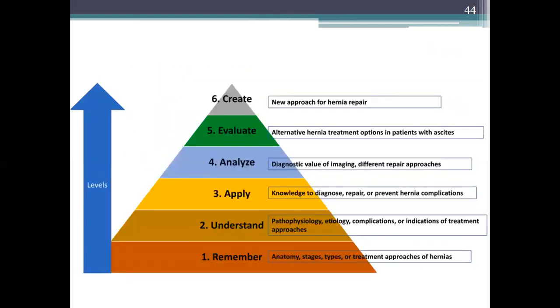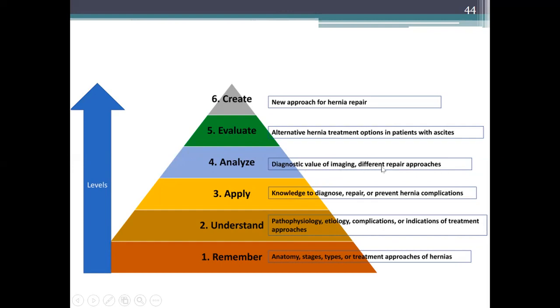So this is the summarization of all the levels with the example of hernia. And if we look at this pyramid, remember, at the bottom, as we go to the top of this pyramid, the complexity, difficulty, and level increase and are enhanced in all these parameters. So remember, this is just anatomy, stages and treatment approaches to hernia, pathophysiology, indications and complications and the causes of these hernias, how to diagnose, how to prepare for or prevent hernia complications. You will use all this knowledge to answer and cope with such situations.